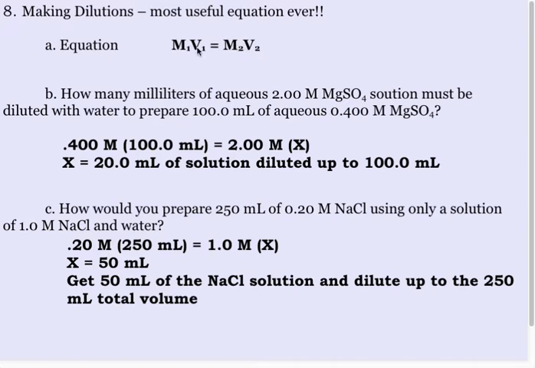It's going to equal the molarity you have, like the one that's too concentrated, times the volume you want. So you just want to make sure that your volumes are in the same units, and obviously your molarities are in molarities. So if you look at our two examples here, we have how many milliliters of aqueous 2 molar magnesium sulfate solution must be diluted with water to prepare 100 mL of aqueous 0.4 molar magnesium sulfate. So this is what we want. We want 100 mL of 0.4 molar, and you can see I put them right in here.